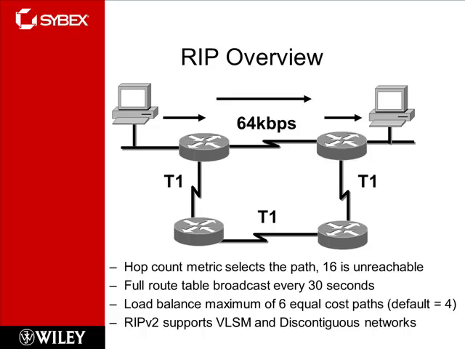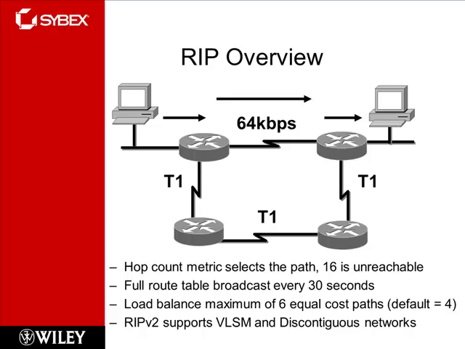We'll do load balance across 6 equal cost paths. Equal cost if we had 3 or 4 or 5 up to 6 T1 lines that went to the same location, same number of hops. It will balance automatically across that. The default is 4. You'd have to go in and change the number of paths in order to make it 6. RIP v2 supports VLSM and discontiguous networks.